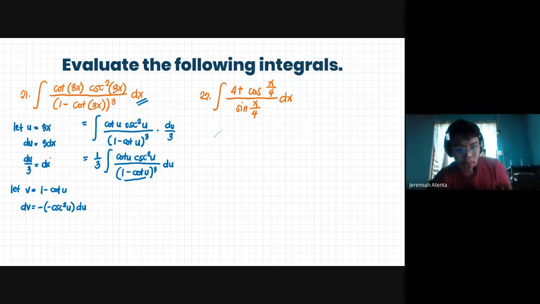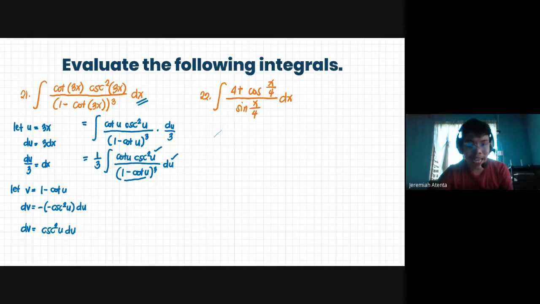Right? So from that, we will have dv equal to negative of negative, that is positive, cosecant squared u du. And here is cosecant squared u du. So this one will become dv. Our problem now is cotangent u. It doesn't have a variable that we can substitute yet. But take note, we have here v equal to 1 minus cotangent u.